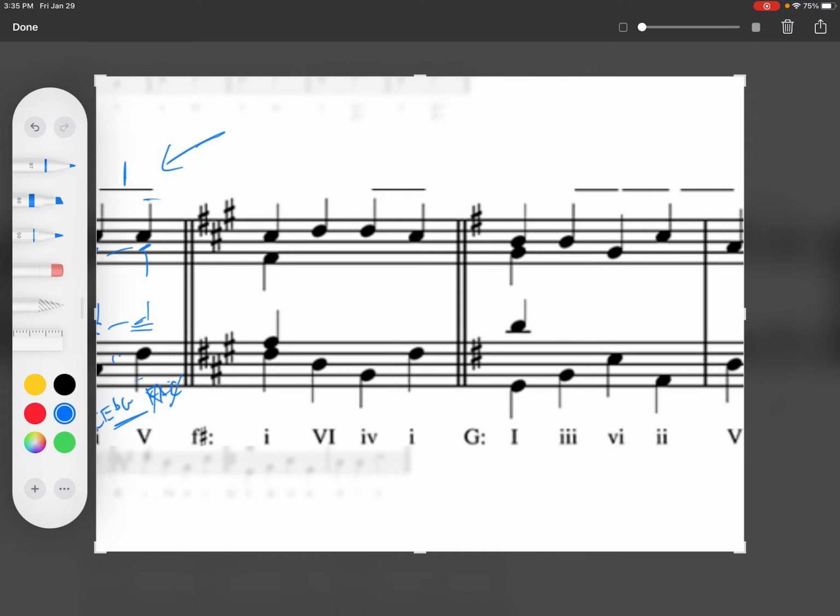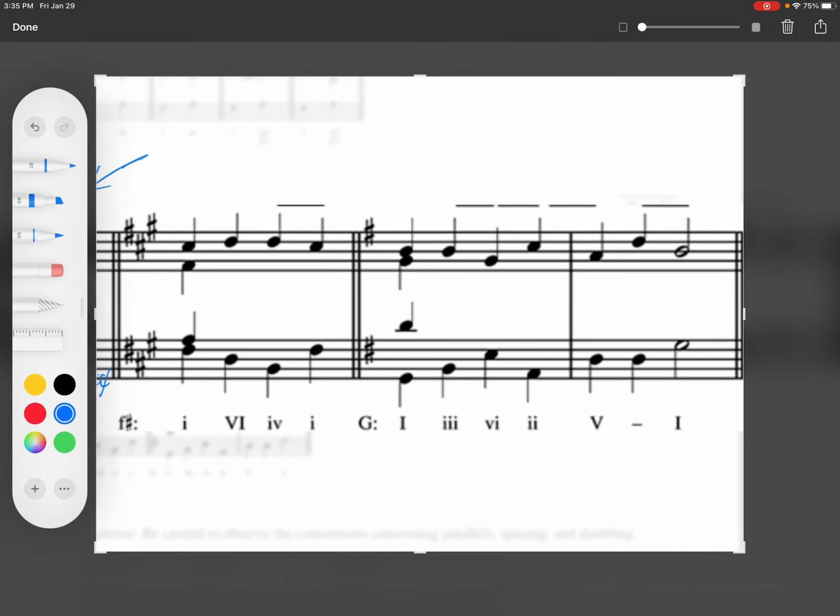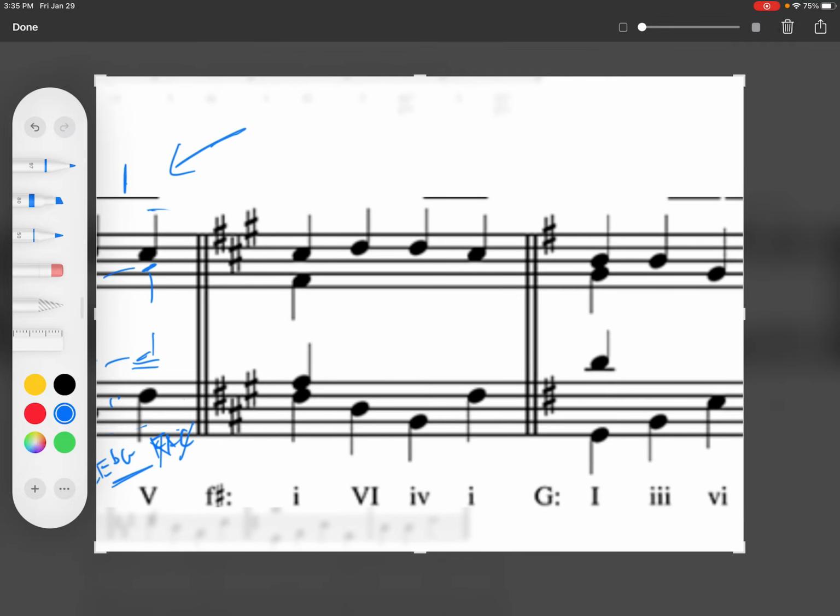Let's do one more. Let's do the second one in F sharp minor. Okay, root motion of a third here, and a third, and then we have a fifth at the end. So we have a third, third, and fifth. So we can map that out.